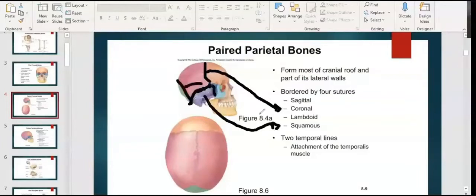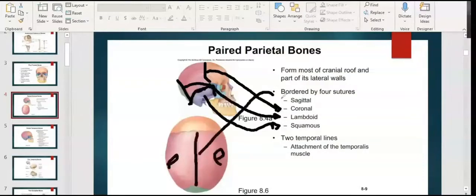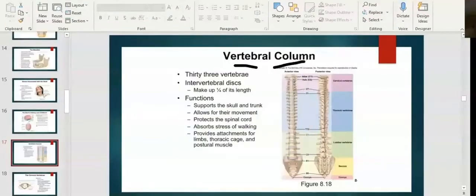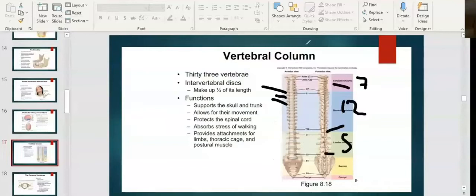And the one in between the two parietal bones, right? This is one parietal bone, and this is another parietal bone. In between them is the sagittal suture. Next, the vertebral column. It's called the vertebral column because every single bone in here is a vertebra. All the vertebrae have more or less the same characteristics, so they can articulate with each other.